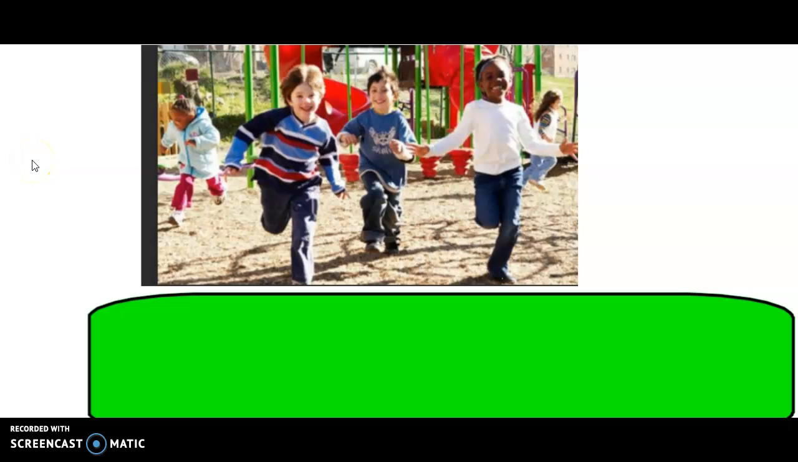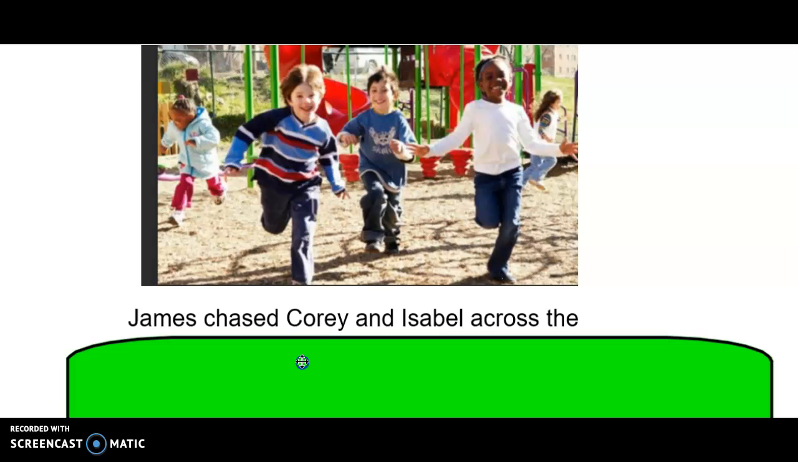One of the other tasks you're going to work on today is I'm going to give you a picture, and you're going to come up with a sentence about that picture using nouns, no pronouns. Okay, so if I look at this picture, I see a boy chasing 2 other kids on the playground. I'm going to make names up for these children. I might say something like James, which would be this boy in the back, chased Corey and Isabel across the playground.